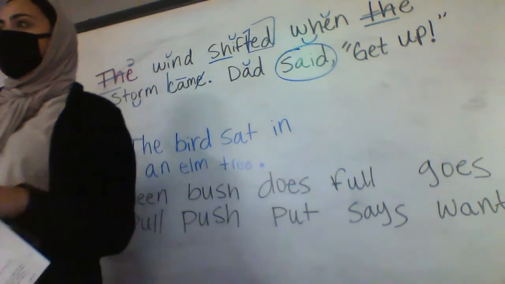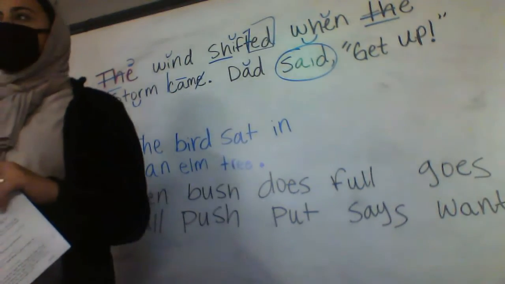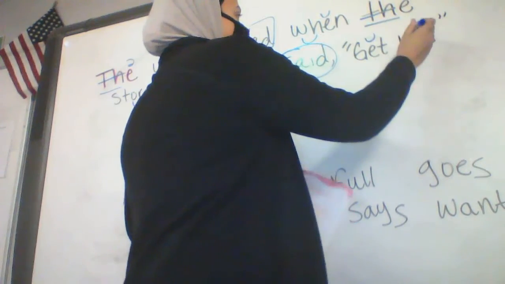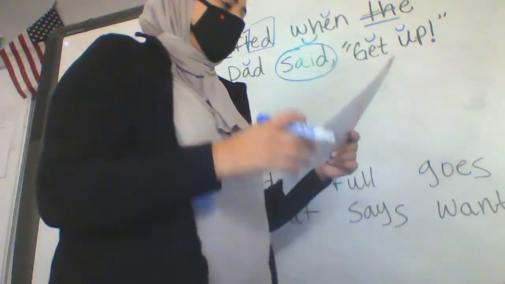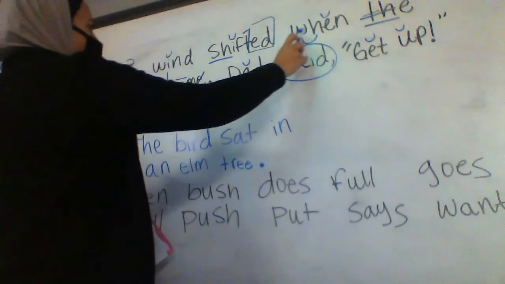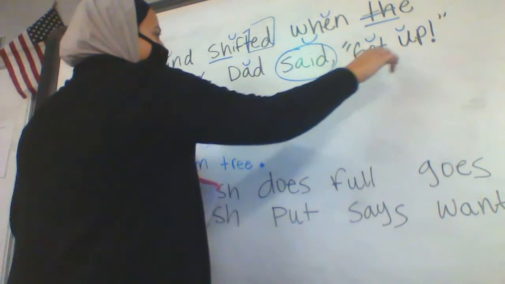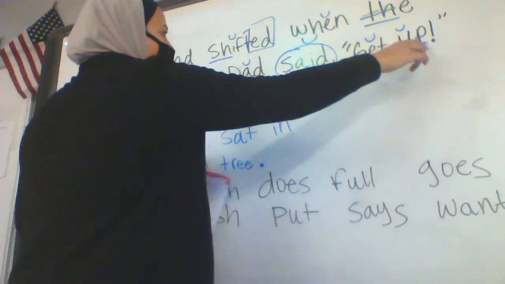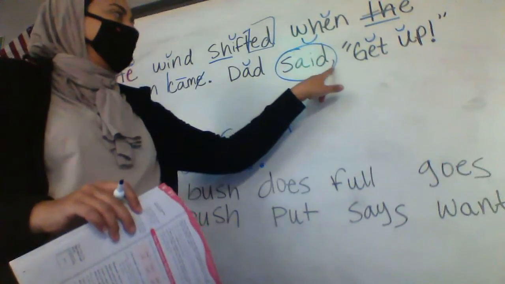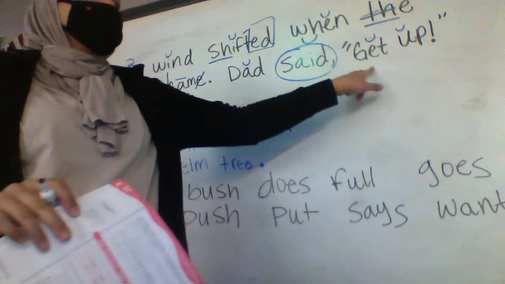Okay, and get up. Both of those. Who wants to put both of those words? Somebody I haven't called on. Leah. Very good. Okay, let's read this together. The wind shifted when the storm came. Dad said, get up. Why did we say this like, get up? Because there's a what? Exclamation mark. And there's a comma here. After a comma, you pause. You take a breath. So Dad said, get up.